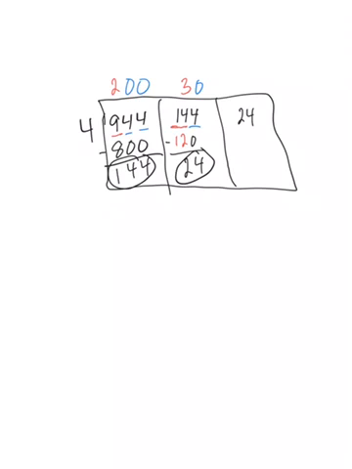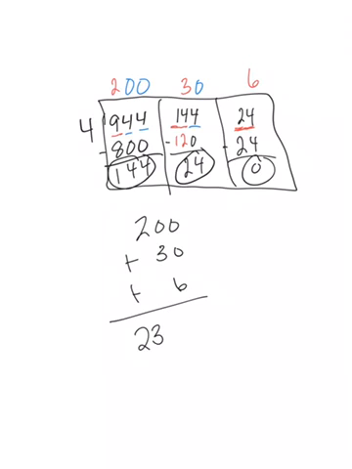Okay. Does 4 go into 2? No. 4 goes into 24. Yes. 4 goes into 24 6 times. 6 times 4 is 24. 0 left over. So let's add them up. 200 plus 30 plus 6. 236.